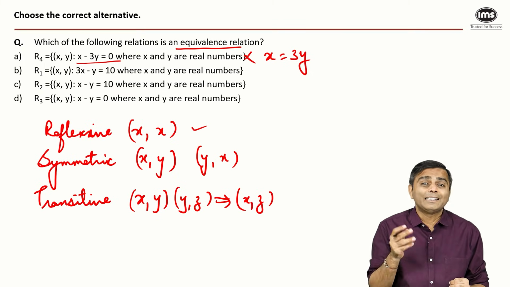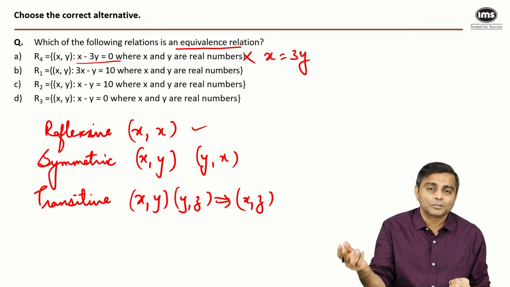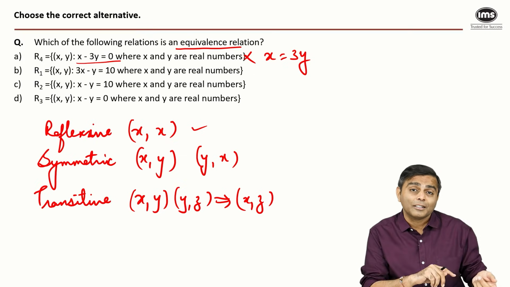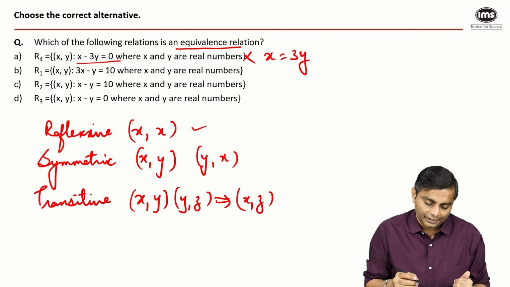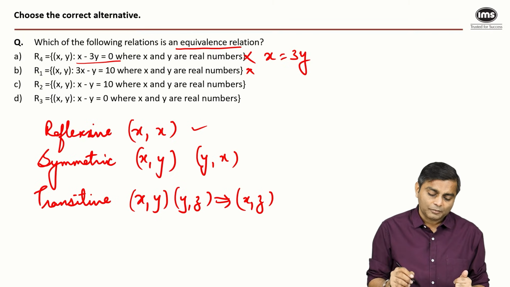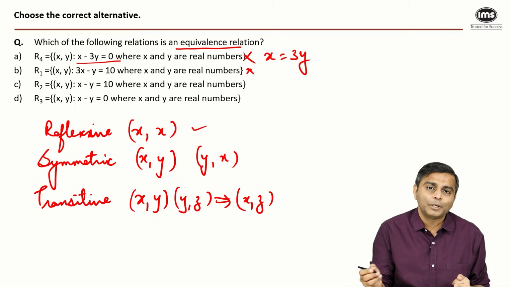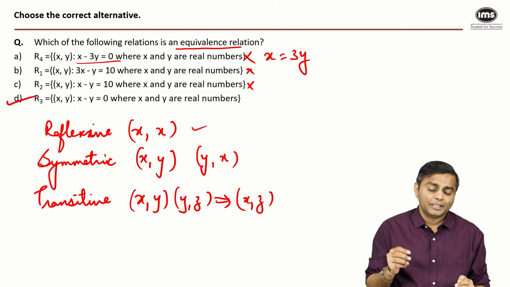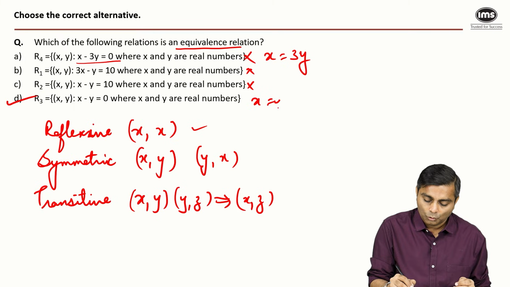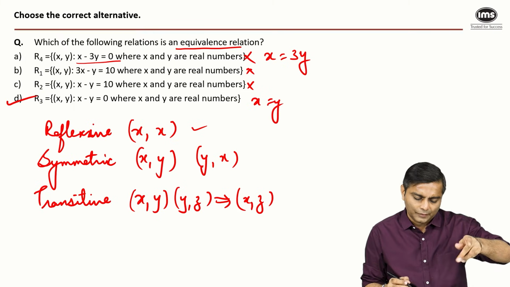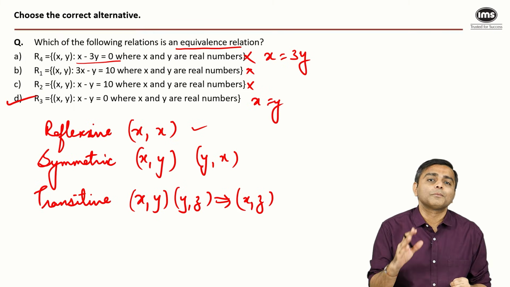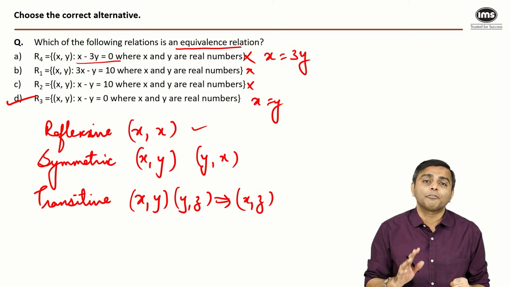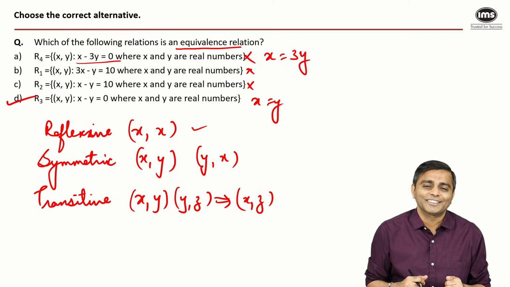3x minus y is 10, so 3x is equal to 10 plus y. Correct? 3x is equal to 10 plus y will satisfy neither reflexive nor symmetric. So this is out. X minus y is equal to 10. Again, x is equal to 10 plus y, so reflexive not happening. Final is the answer. X minus y is equal to 0, so you know x is equal to y. Even if reflexive is satisfied, transitive and symmetric will always be satisfied. Okay, so option D, x minus y is equal to 0 is an equivalence relation.